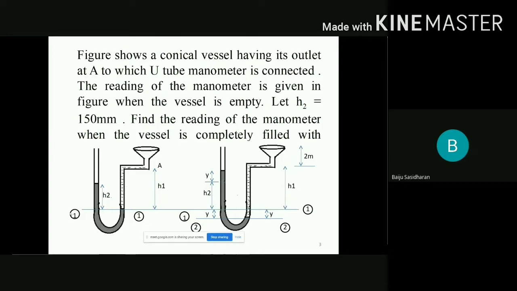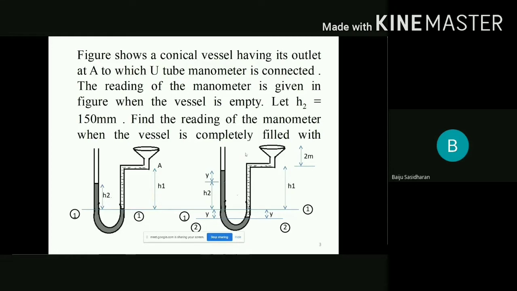Then we have the reference line 1-1. Then on the left side, the pressure will be ρ2 into g into h2. What will be the right side? ρ1 into g into h1. That is the condition in the first case.